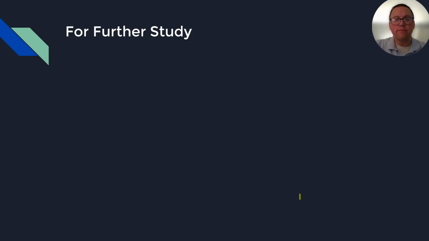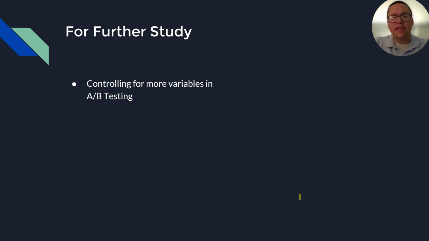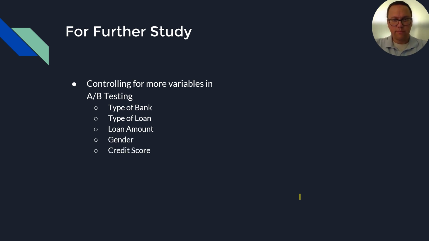For further study, we could control for more variables in A/B testing. For example, we could keep type of bank constant, or the type of loan, or the loan amount. We could also control for gender, or credit score, or down payment readiness. We could also look for trends. Is this getting better? Is this getting worse? Where it's at right now obviously isn't acceptable.